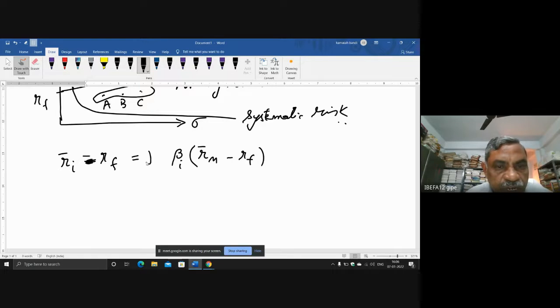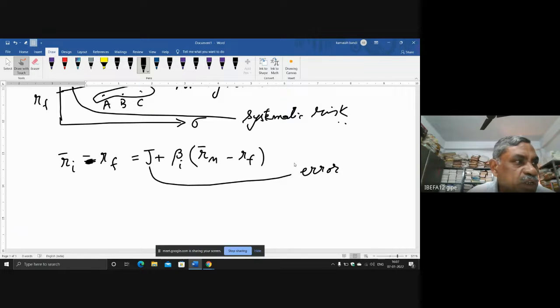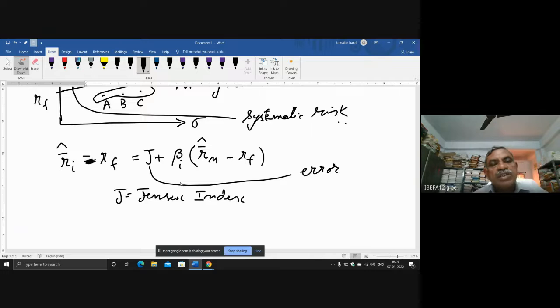Okay. Now you add a constant J. So this J could be understood as an error. J could be interpreted as an error. Okay. Suppose now you estimate this relation. This is the expected return on ith asset, put a cap, meaning that it is estimated, and similarly put a cap here, estimated. So now this J is referred to as Jensen index. Okay. If Jensen index is non-zero, it falsifies CAPM.